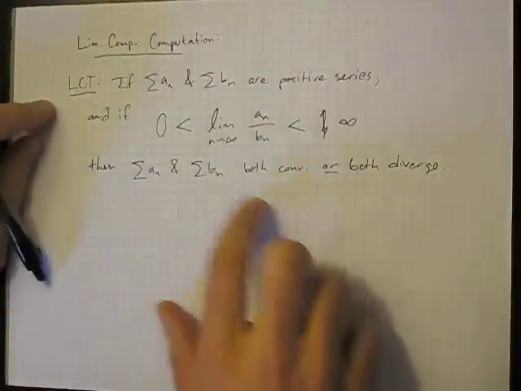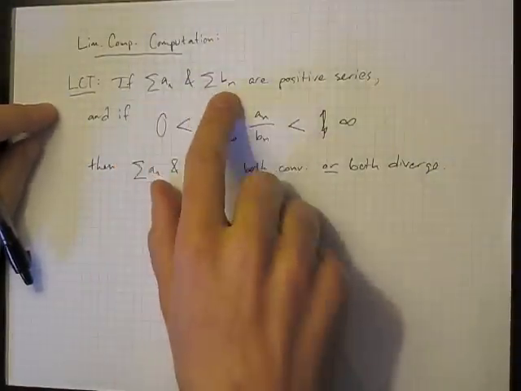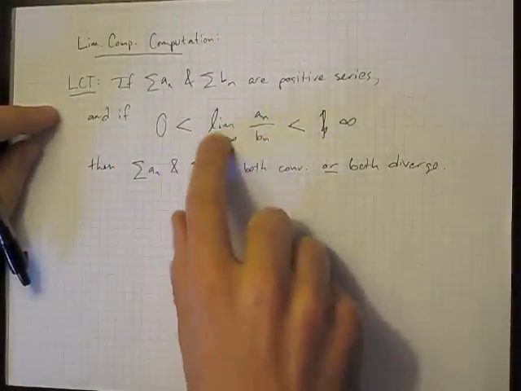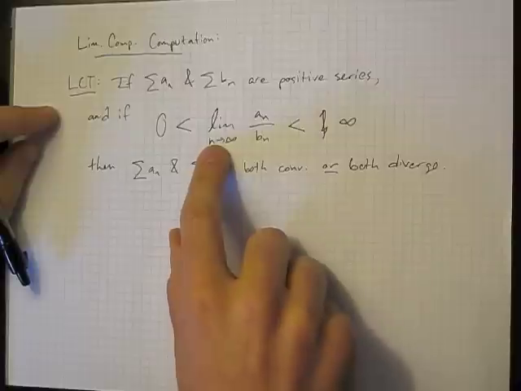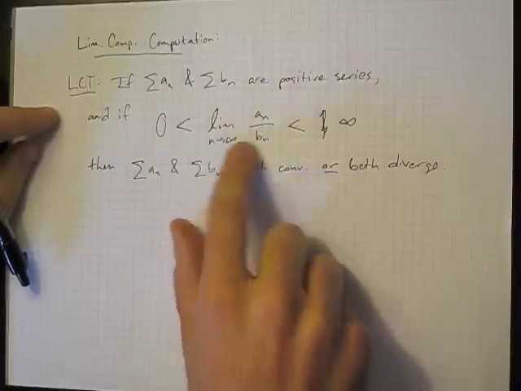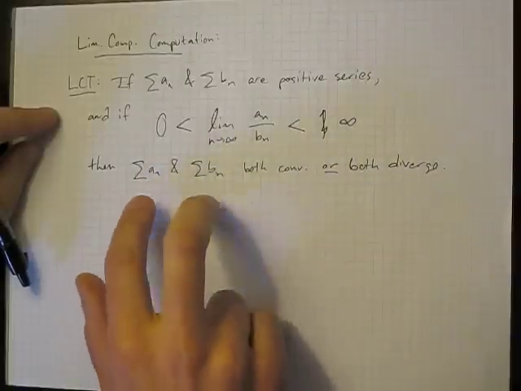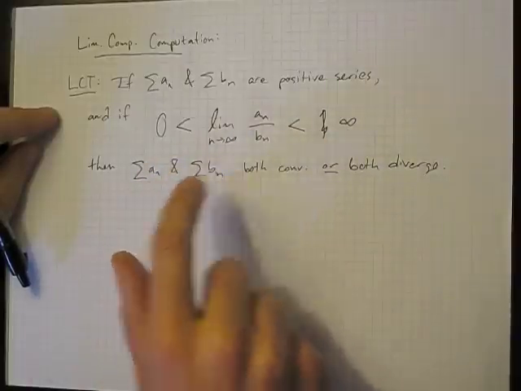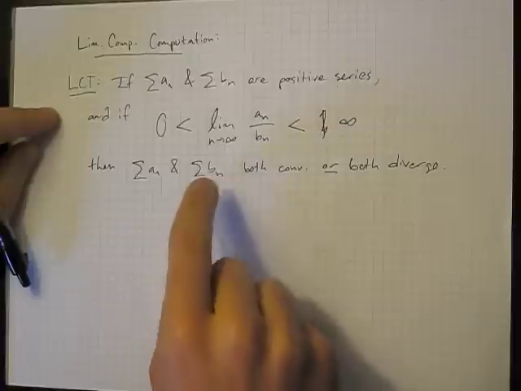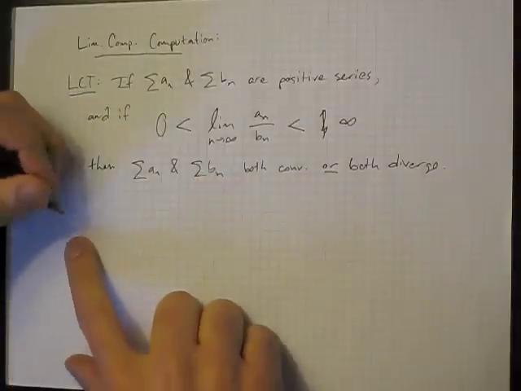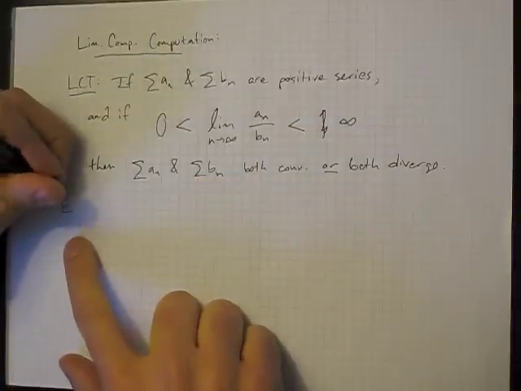So this says that if you have two series and you take a look at the ratio of the terms and you look at the limit of that ratio as n goes to infinity, as long as that limit is positive and finite, then these two series will do the same thing. So if this one converges, then this one will converge. And if this one diverges, then this one will diverge.